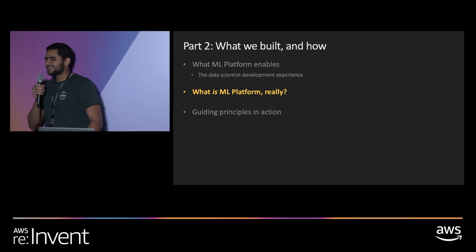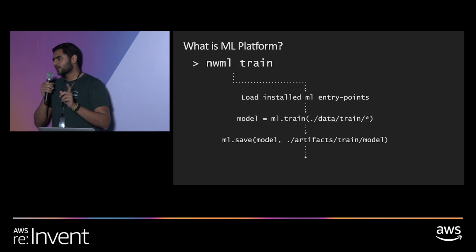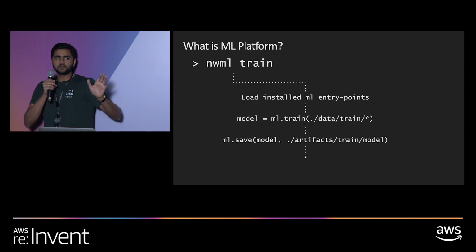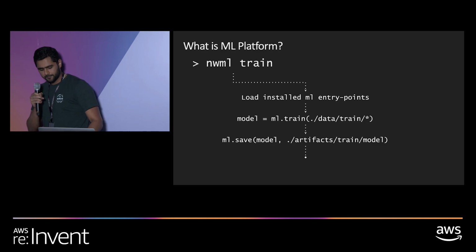Now that we've seen the spiel about what we enabled, let's actually look at the details of what we built. Quick recap, what does ML train do? It does this harness. It loads the installed entry points. It does model training using standard data locations and a standard interface. And it does model saving in much the same way.